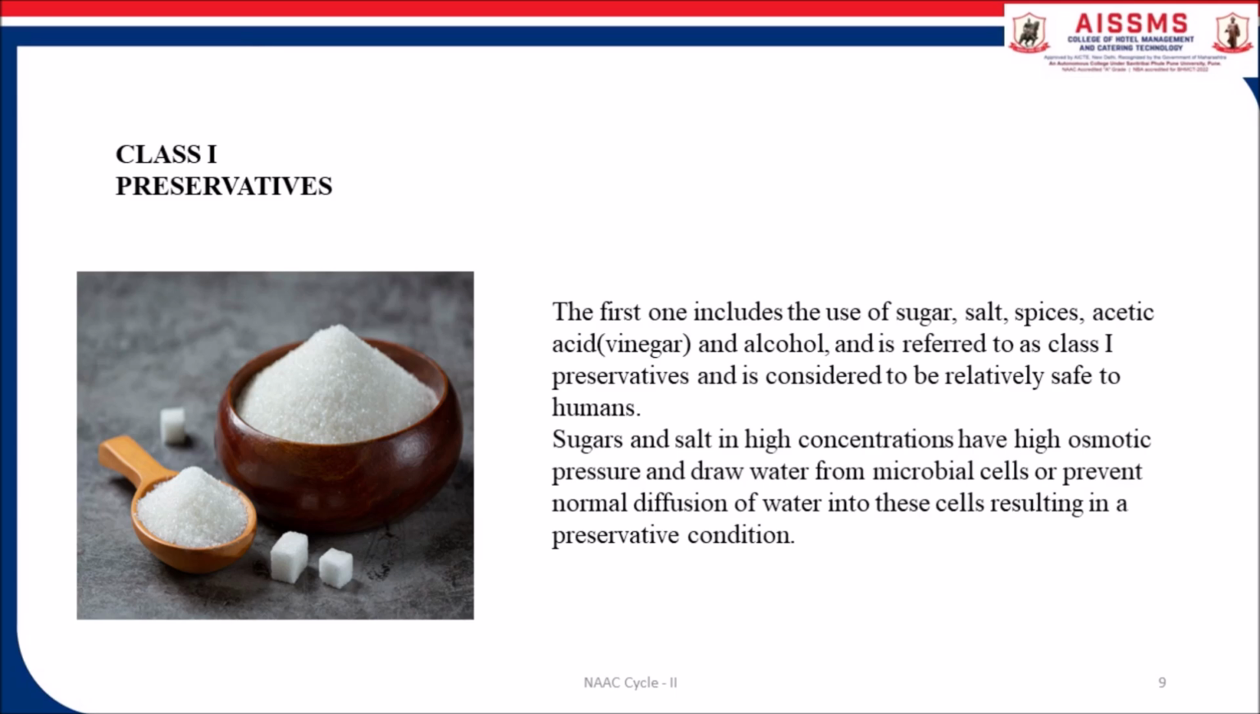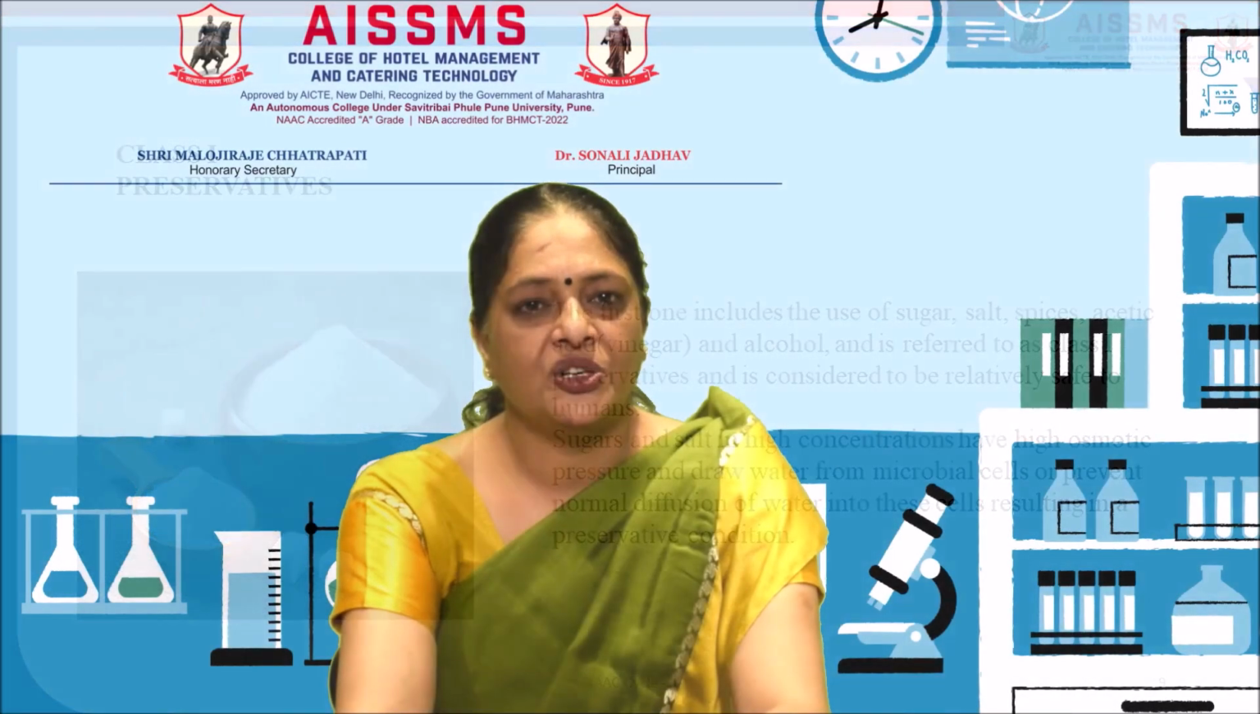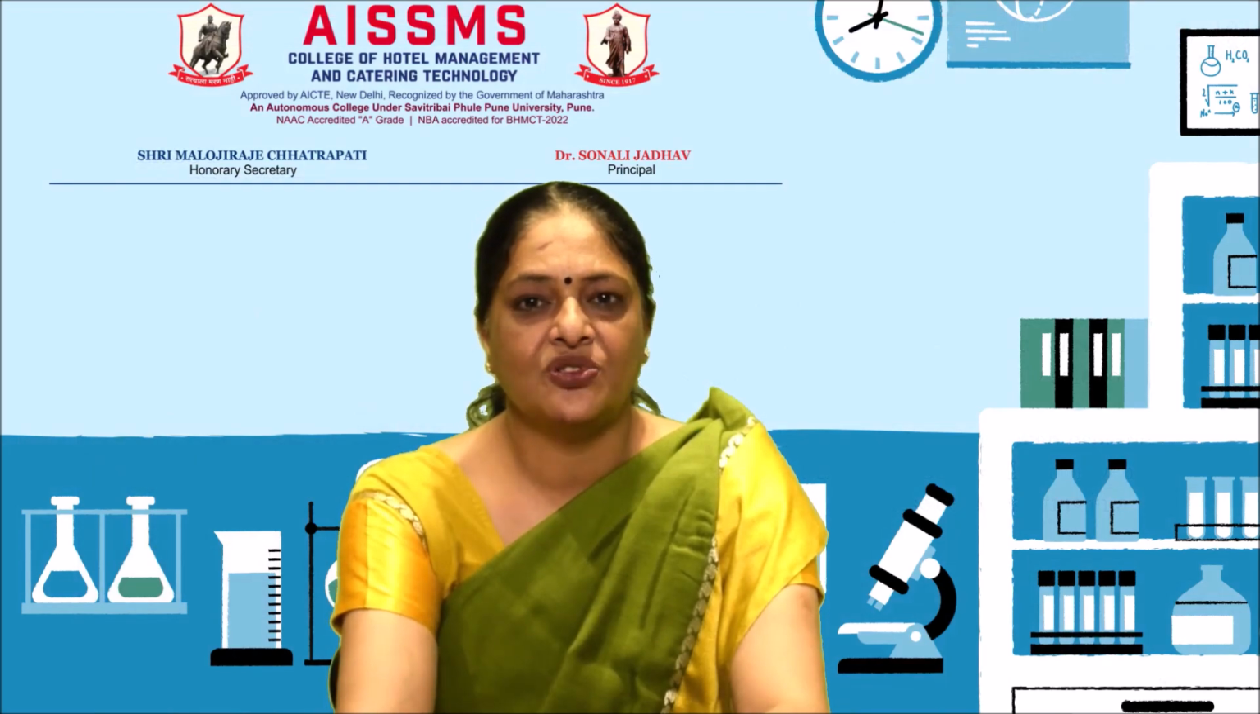The second example is sorbates, sorbic acid and its salts. For example, potassium sorbate and calcium sorbate are commonly used to prevent yeast and mold growth in acidic food products and beverages.